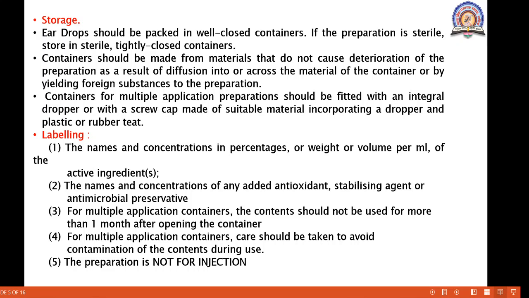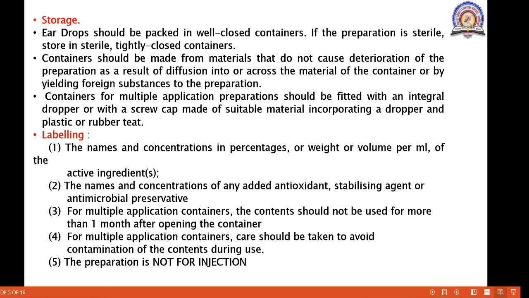Then labeling, it is a very important part. Here on the labeling, the name and concentration in percentage or weight or volume per ml of the active ingredients are mentioned. Means whatever active ingredients are present in that eardrop, they should be mentioned in the labeling. The name and concentration of any added antioxidant, stabilizing agent and antimicrobial preservative, they also label on the eardrop.